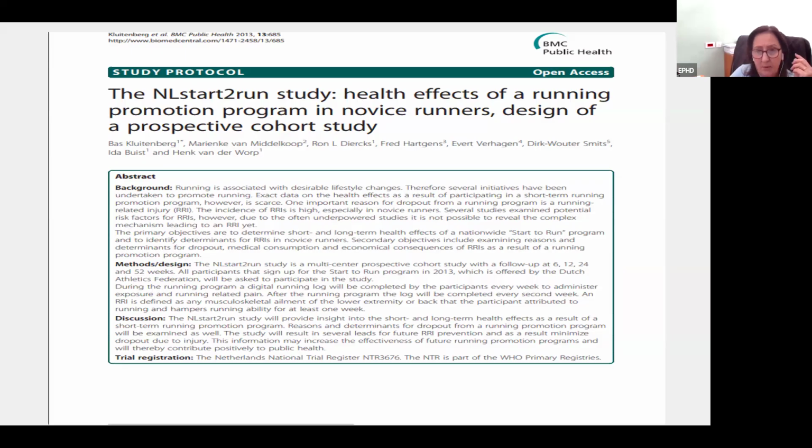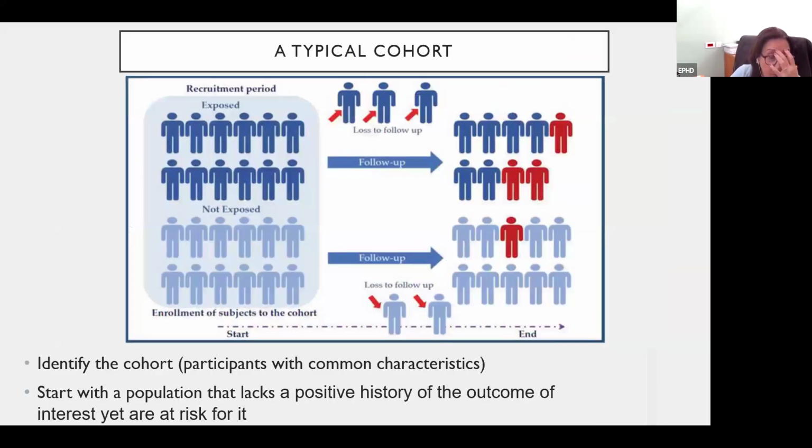Okay, so this is a typical cohort. We have a recruitment period, and these are the people who are recruited. Some people are exposed, some of them are not exposed. We follow up. During the follow-up, some people are lost to follow-up, exposed or non-exposed, and then we check how many out of those who were followed exposed have developed the outcome, and out of those who were not exposed, how many developed the outcome.